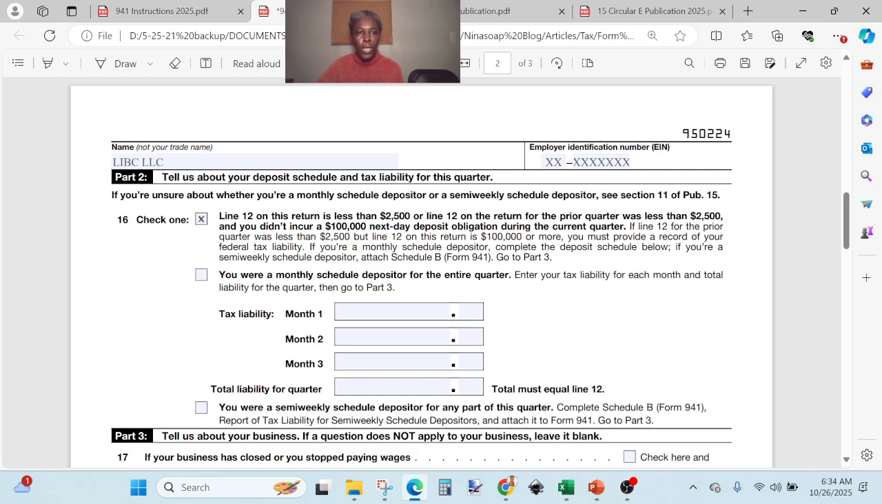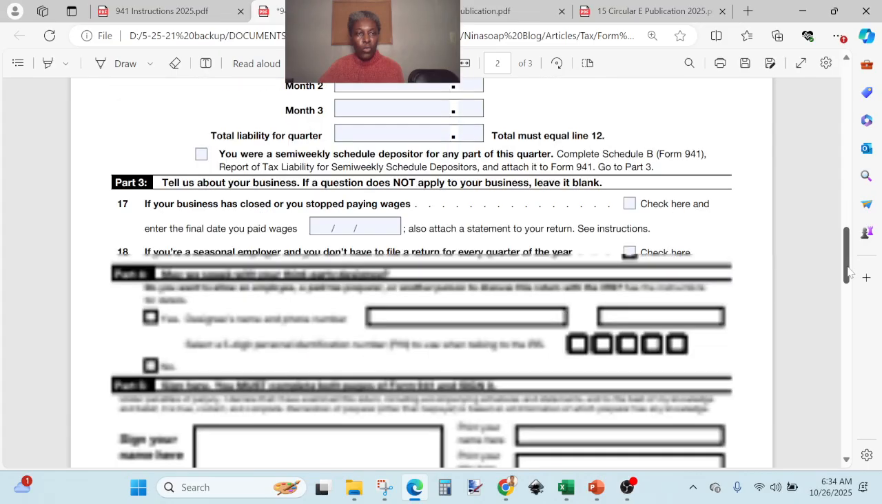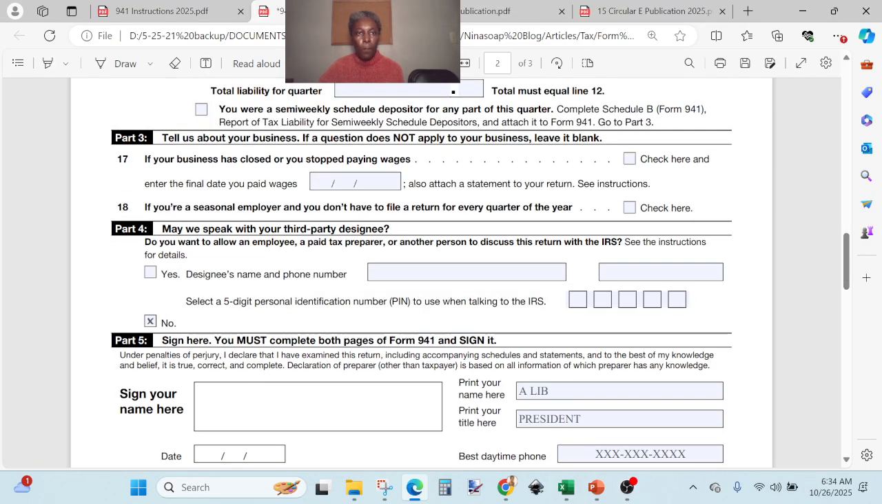Part 2 wants to know if you have tax liability and if you made your deposits on time. So line 16, you check that box if your line 12 is less than 2,500. Our line 12 is 0, so we are going to check line 16, and then you just leave the other 2 alone. We'll go to part 3.